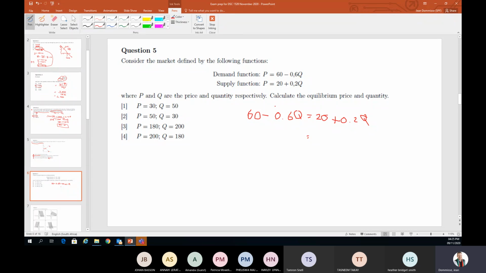Okay, so again, I like to have all my Q's positive, so I'll take it to that side, so it becomes positive 0.8 Q, and on this side 60 minus the 20, so it becomes 40, so Q will be 40 divided by 0.8.